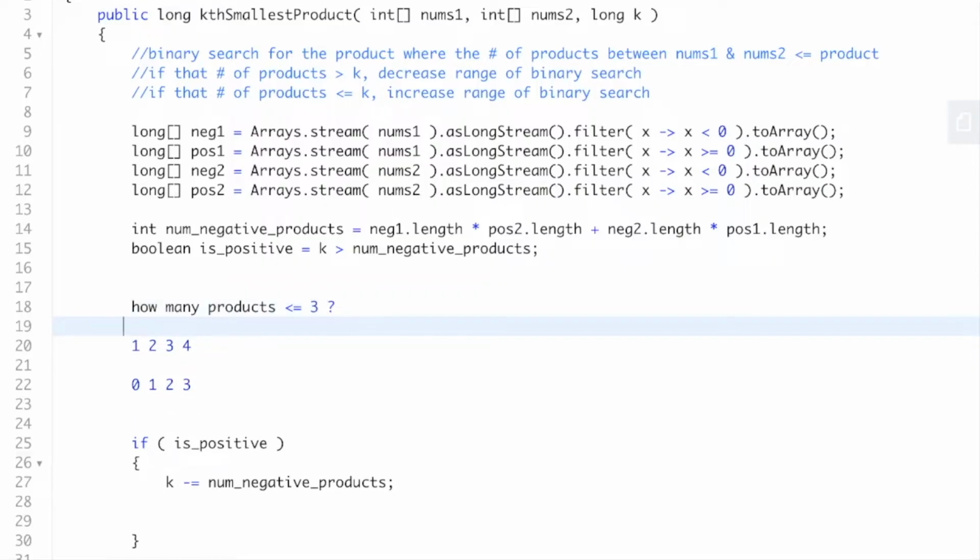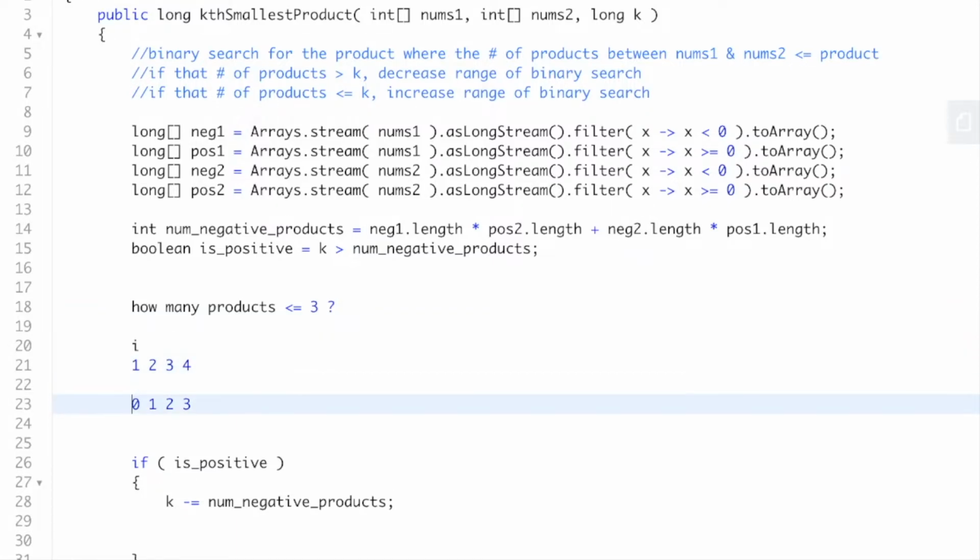So what we're going to do here is have 2 pointers. We're going to have a pointer at the beginning of the first array, and a pointer at the end of the other array. Let's call this j. And I'm going to multiply this number by this number. So 1 times 3 is 3, and 3 is less than or equal to 3, right? Well, because these are sorted, I don't have to bother multiplying 1 times 2 or 1 times 1. If 1 times 3 is less than or equal to 3, then 1 times these decreasing numbers are also going to be less than or equal to 3.